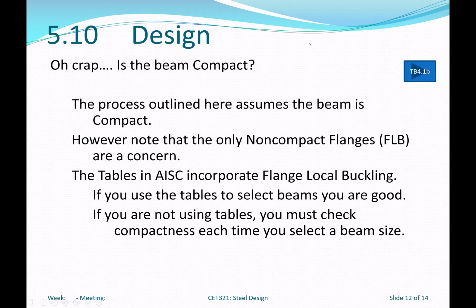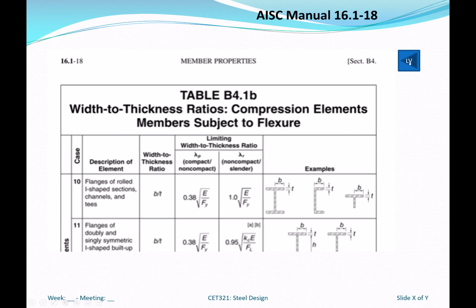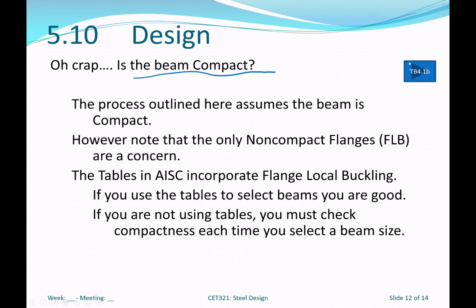Oh man, we never talked about it being compact. Don't forget your compact checks. But the good saving grace is that the tables in the steel manual already account for if a shape is non-compact. Remember, the only non-compact condition we might have is a non-compact flange. So we might have flange local buckling, but if you use the tables, that's already accounted for in the design of the tables.